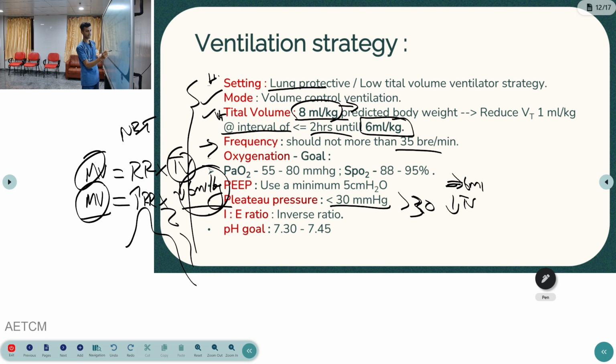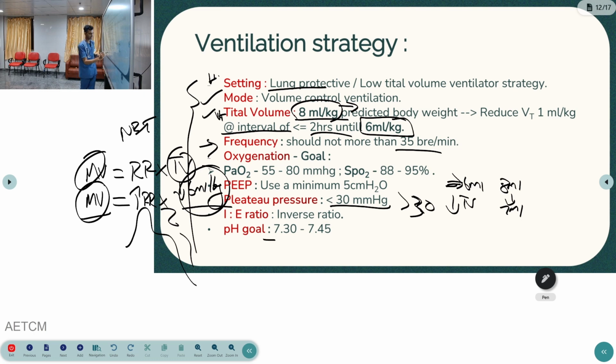From that, if you are finding more than 30 mmHg of plateau pressure, if it is 8 ml per kg, then you can reduce to 7 ml per kg and you can see the alteration in the plateau pressure. So for the IE ratio, here we are maintaining the inverse ratio.